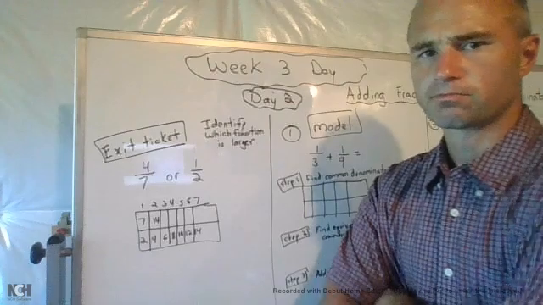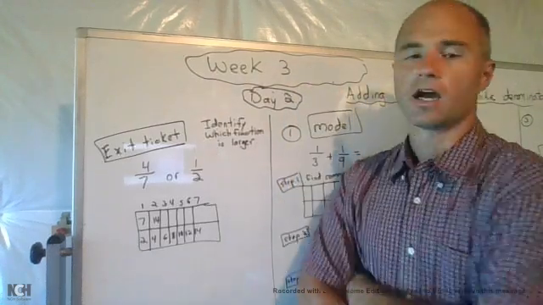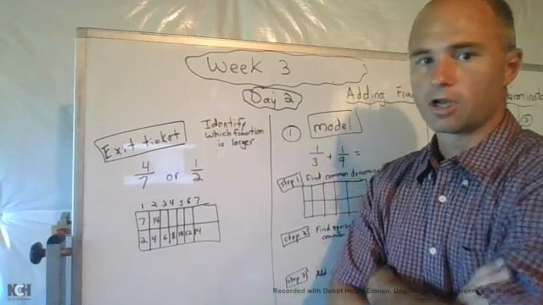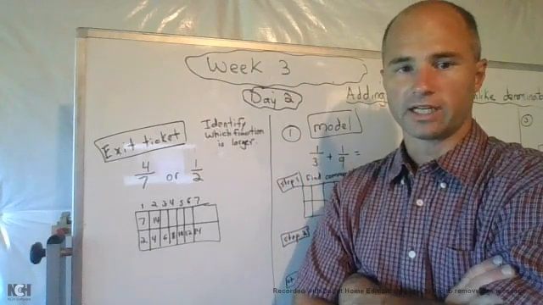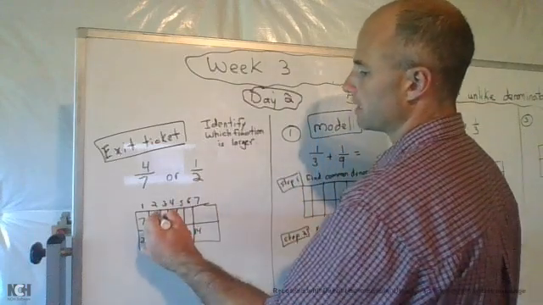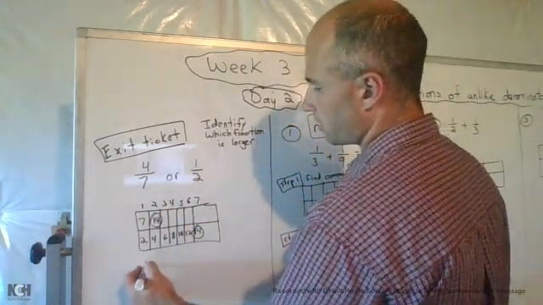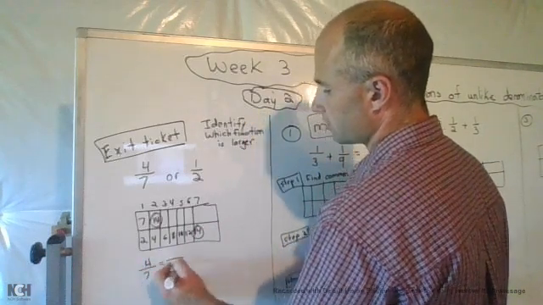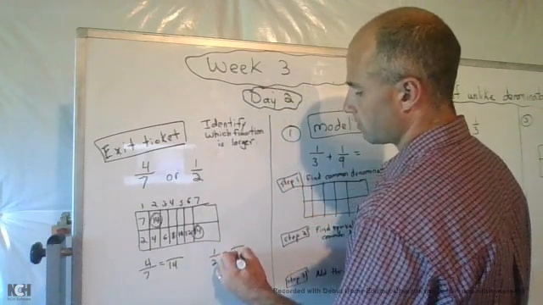All right, so today... Today we're going to go over yesterday's exit ticket, day 1's exit ticket, which was identifying which fraction is larger, 4/7 or 1/2. So you started off, hopefully, finding the common denominator of 14. Then you found the equivalent fractions of 4/7 when the denominator is 14, and of 1/2 when the denominator is 14.